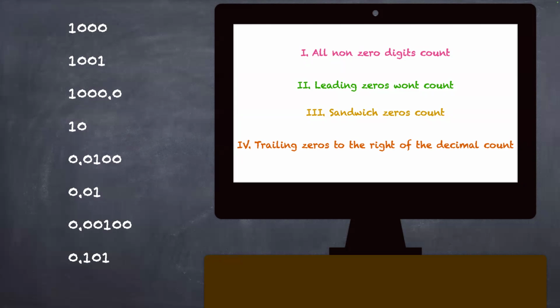So let's look at the first example, 1,000. So 1,000 will have only one significant figure based on rule number 1. My suggestion for you for these examples is to pause for every example and take a look at the rules and see why I'm choosing only number 1 and not the rest of them. Next example is 1,001. It's going to end up having 4 significant figures based on rules number 1 and 3. Next example is 1,000.0. It will have 5 significant figures based on rules 1, 3, and 4.